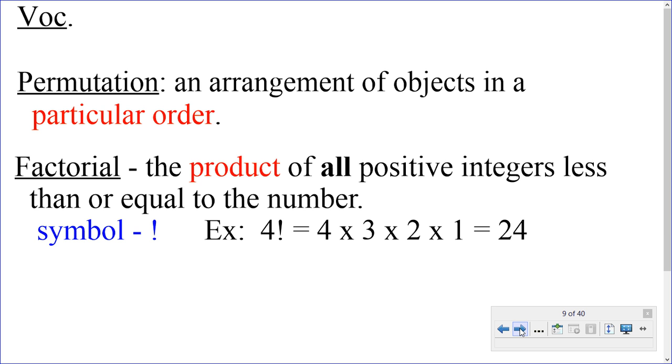Factorial is the product of all positive integers less than or equal to the number. The symbol for factorial is this exclamation point. For example, 4 factorial, some people say 4 exclamation point, but we really say 4 factorial. That would equal 4 times 3 times 2 times 1. And when we multiply, 4 times 3 is 12, 12 times 2 is 24, 24 times 1 is 24. So that's a way of multiplying using what's called factorial notation.